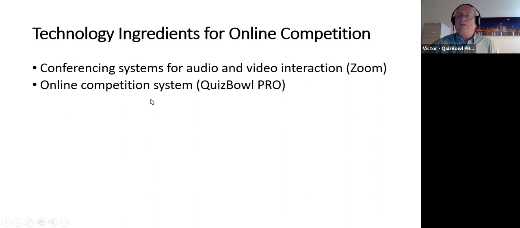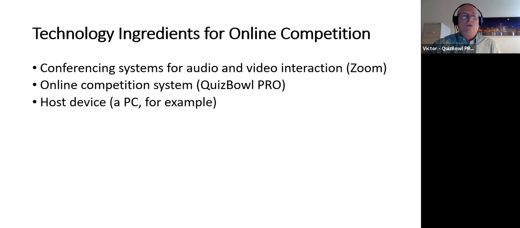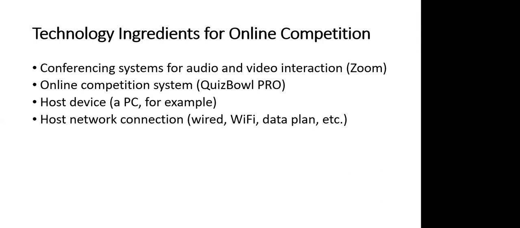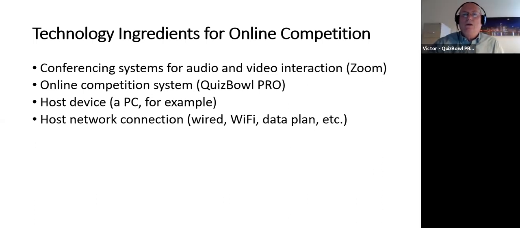Another ingredient is the online competition system, which in this case is QuizBowl Pro. You're going to get a demonstration of that a little bit later in this workshop. Another technology ingredient is a host device. When I say host, I mean you running QuizBowl Pro. If you want to use the term buzzer operator, that's fine. If you want to use the term electronic scorekeeper, that's fine. So when I say host, think of the person who's running the online competition system. Now, you have a device, for example, a PC, and you're connecting to the internet using some sort of connection. You might be wired with an Ethernet cable. You might be using Wi-Fi, or if you're using a cell phone, you might be using your data plan. So those are variables as well.